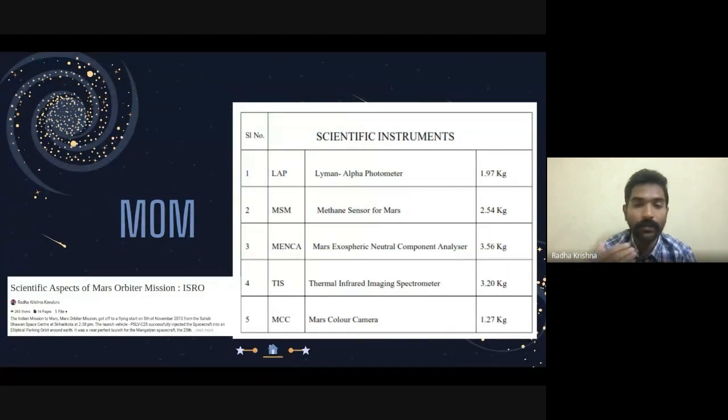Infrared imaging spectrometer is similar to IIRS that was there in Chandrayaan, and Mars color camera is a standard camera. So this is from a paper that I have written. You can also read it on ResearchGate. I have just given the links here.